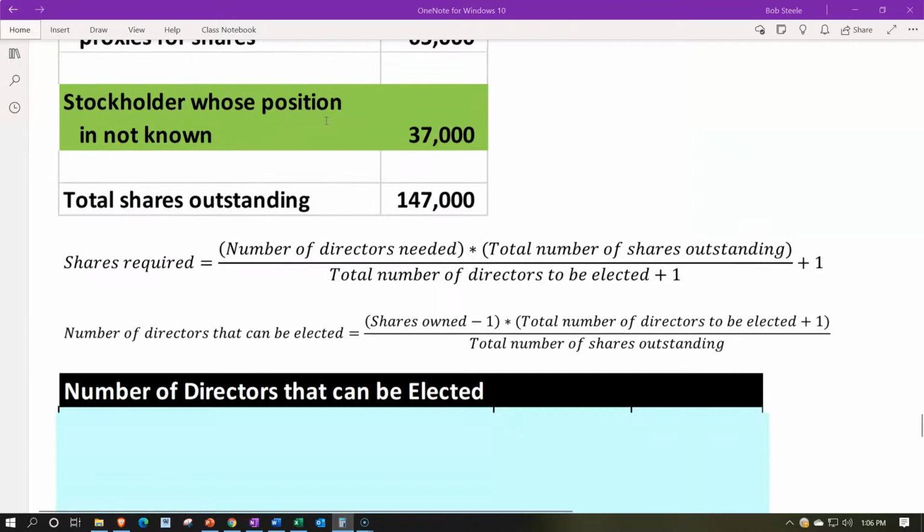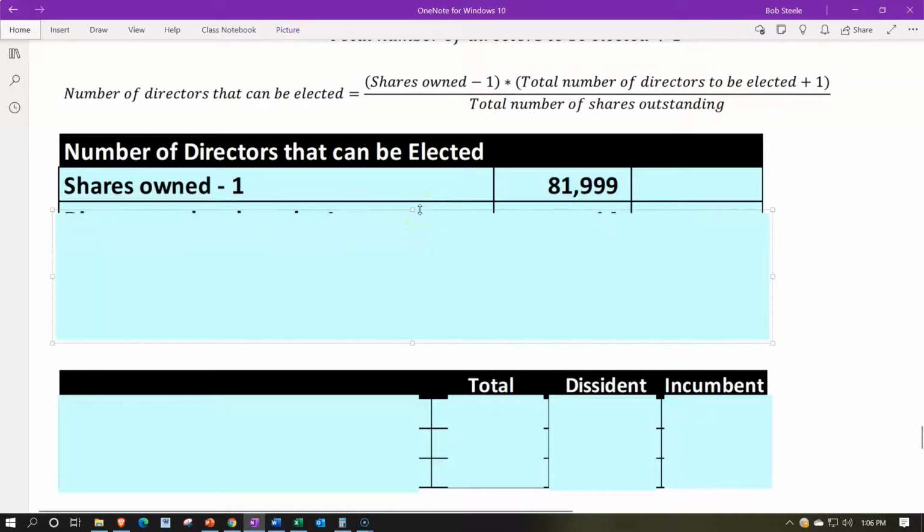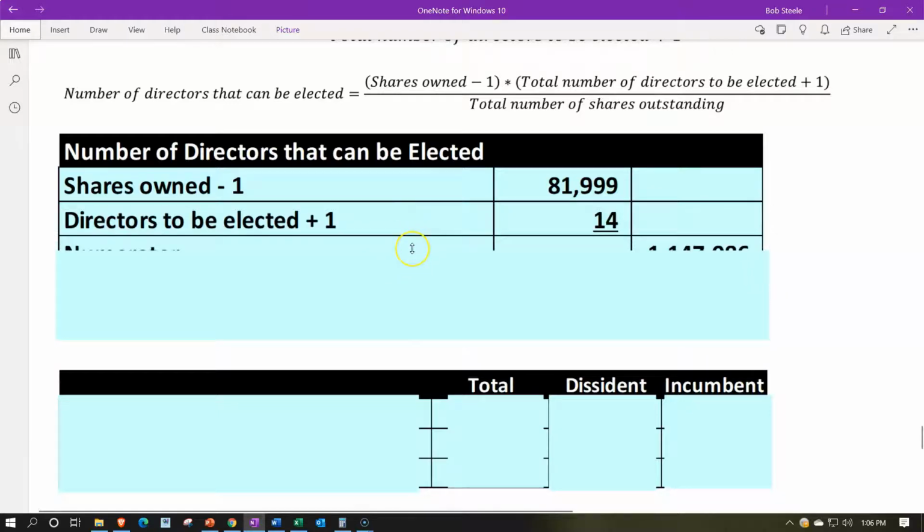So if we then go back down and do this the other way, the second formula, same calculation. We're going to take the shares owned plus 1. So we got the shares owned minus 1. 82,000 minus 1, 81,999. Directors to be elected plus 1.